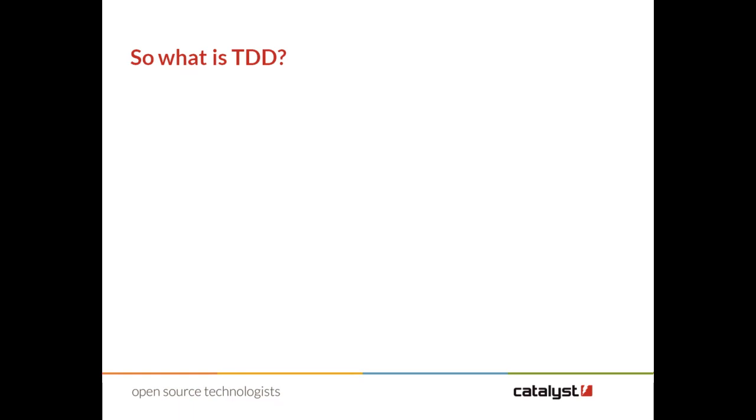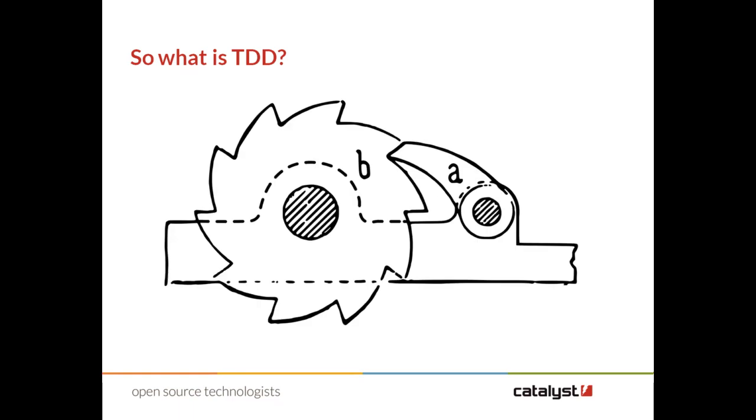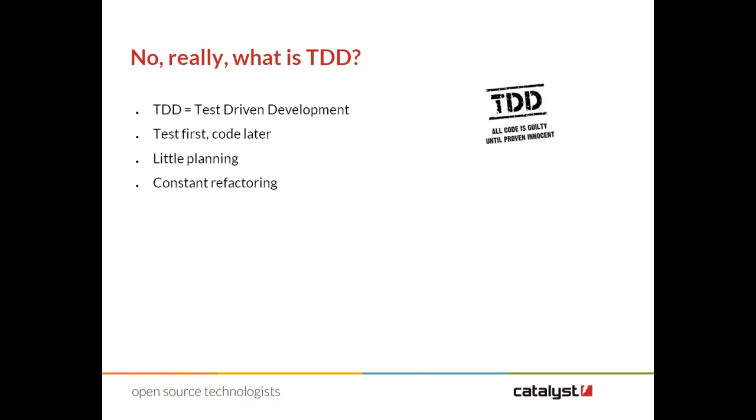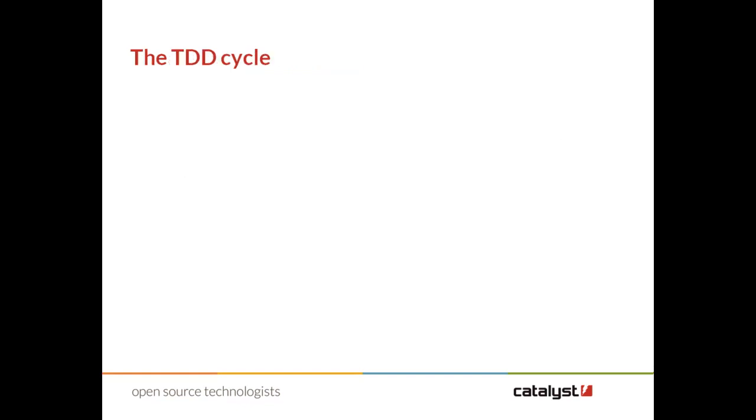So what is TDD? TDD is a mechanism that ensures your project only moves forward. TDD stands for Test-Driven Development. It's a methodology where you write tests before coding a solution. You don't spend too much time planning ahead. Your beautiful design will come up from constant refactoring.